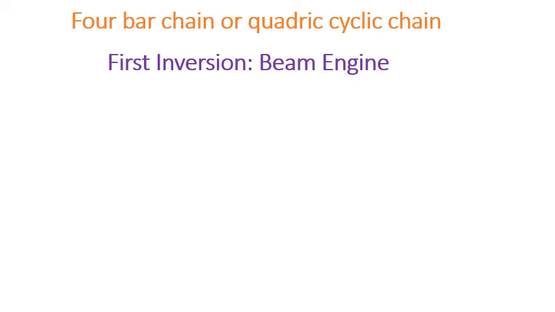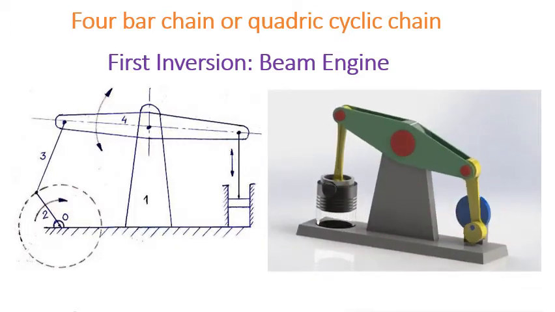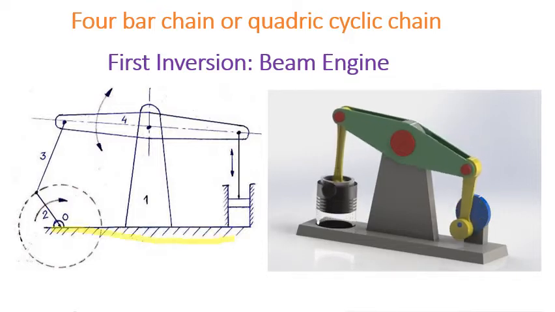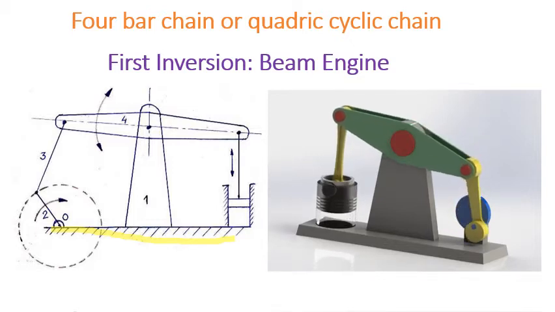First inversion. The example for the first inversion is the beam engine. Sometimes we call it the crank and lever mechanism. This is the figure which represents the beam engine. Usually we use this beam engine to lift oil from the well. Beam engine is the popular example of the crank and lever mechanism, which consists of 4 links. This is link number 1, crank is link number 2, connecting rod is link number 3, and this oscillator is link number 4.